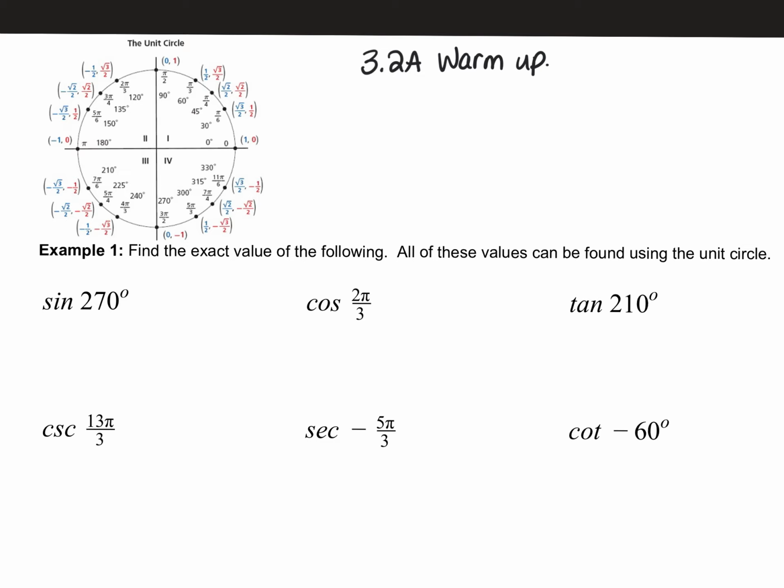So the sine of 270 degrees means we are looking for 270 degrees on our unit circle, which is right here. And then the sine is just the y-coordinate. So the y-coordinate is right here. So that is just -1.